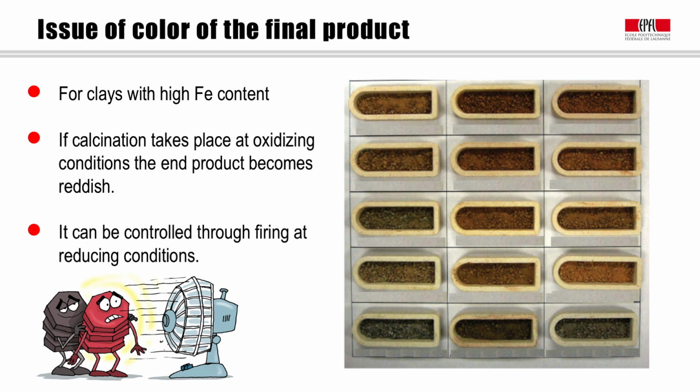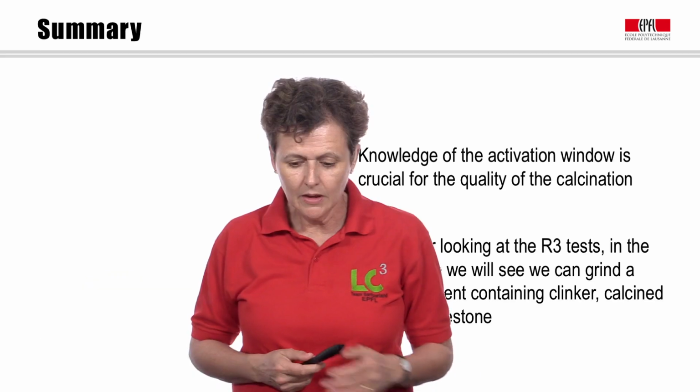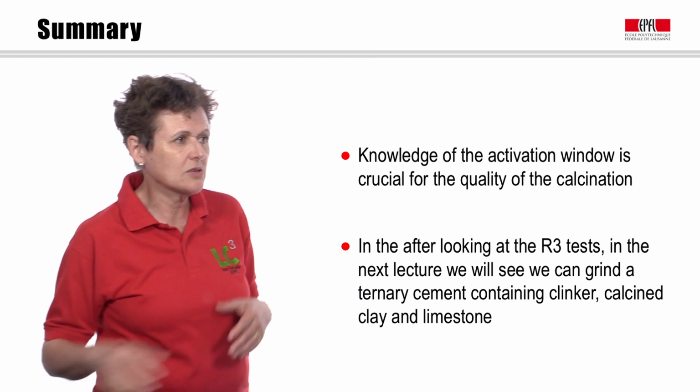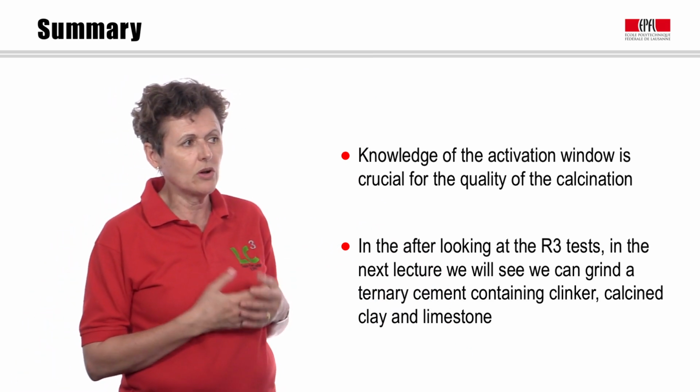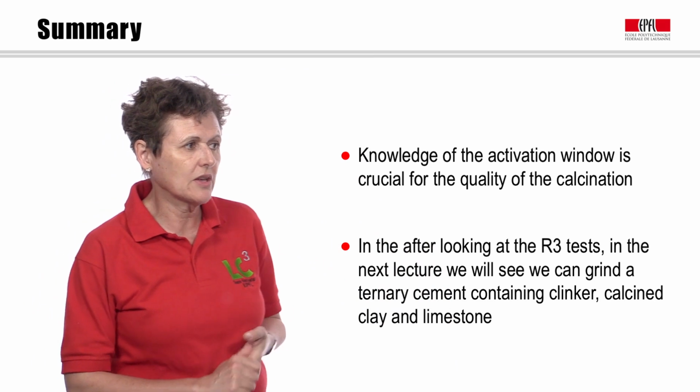Of course, if people are worried about the color, they may want to ensure that we have a gray color rather than a brown color, and this can be done by changing the reduction conditions in the kiln. So just to summarize that, we need a knowledge of the activation window to get the right quality of the calcination.